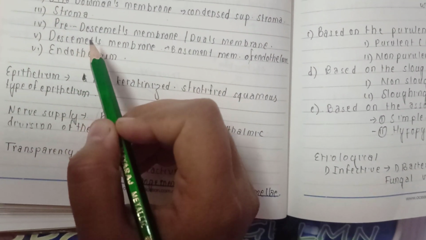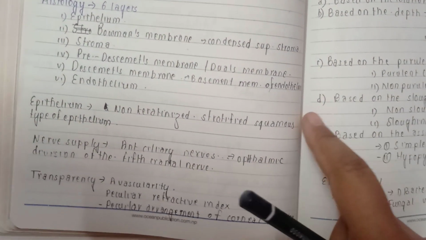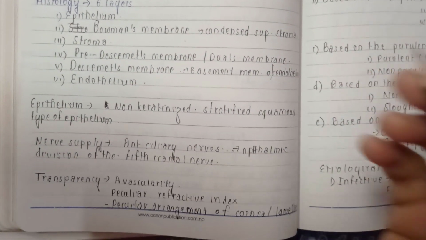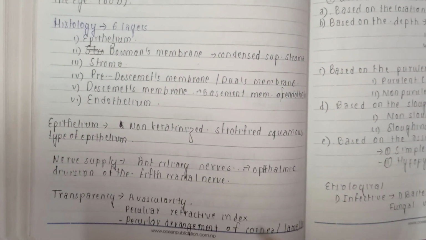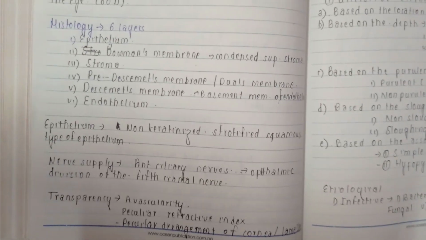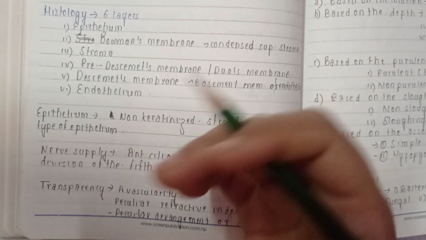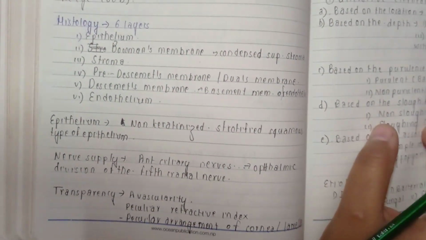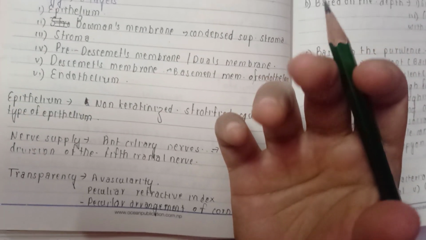After that we have the stroma or substantia propria. It makes up 90% of the total thickness of the cornea, and it consists of type 1 and type 5 fibrils, intertwined with filaments of type 6 collagen, embedded in a hydrated matrix of proteoglycans. As we know, the cornea is transparent.